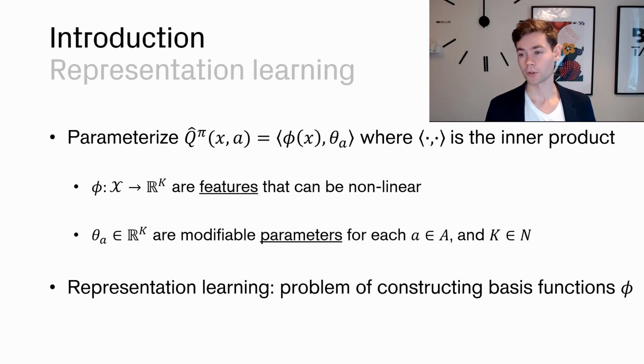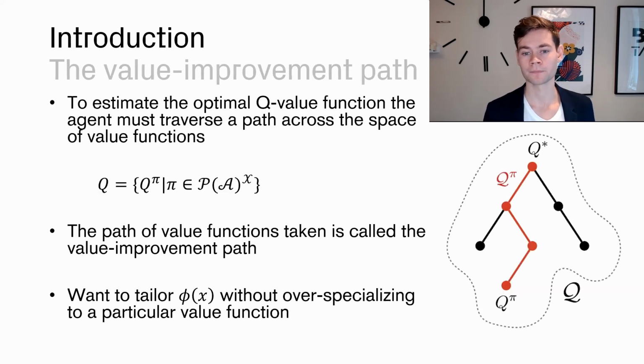If you know some linear algebra or just see this expression, you can see that phi basically dictates the span of our space. It gives us the range of Q value functions that we could potentially get, and the parameter values constrain this space to give us a particular action value function. So the representation of phi is going to have an importance for what space we are actually considering at any given point in time. And the representation learning problem is the problem of constructing these basis functions phi in an adequate way.